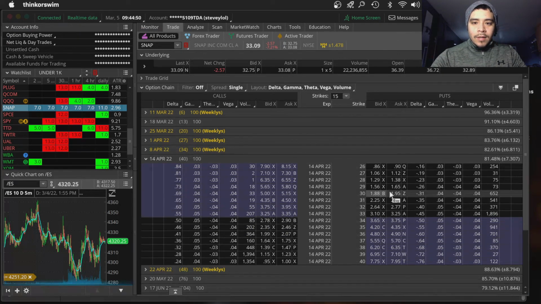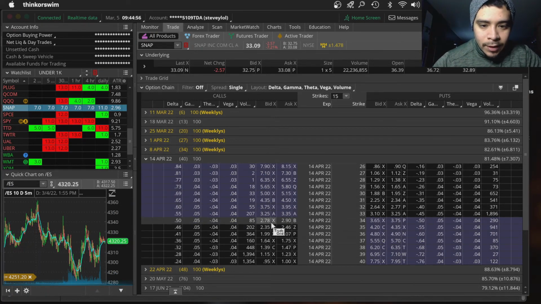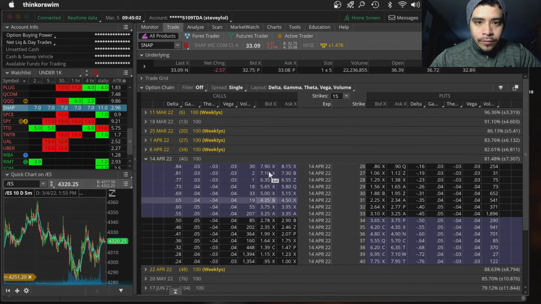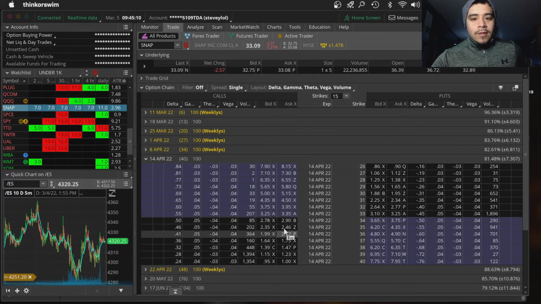So these are the contracts that you buy. Each of these, you times them by 100. They're equal to 100 shares of Snapchat, $33. It's kind of hard to explain. You need to watch really in-depth videos for a good explanation, but these are just contracts, and then you multiply them by 100.